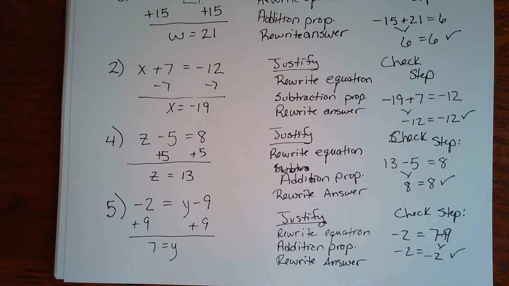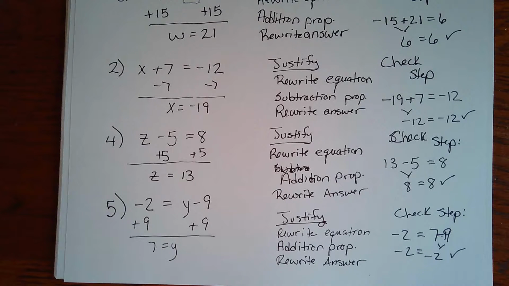Number 4, similar to number 1, is seriously close. Instead of subtracting, we add across and get 13. Our justify is rewrite equation, addition property, and rewrite answer. We then do our check step. So 13 minus 5 gives me 8. Both sides match. Great job on the second one.